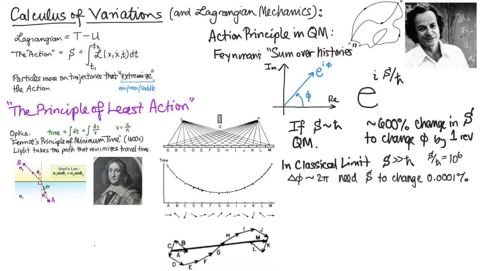So in the classical limit, you select one path of many.